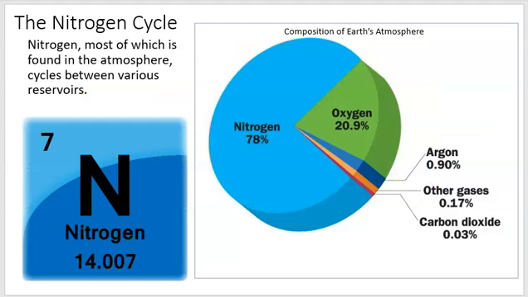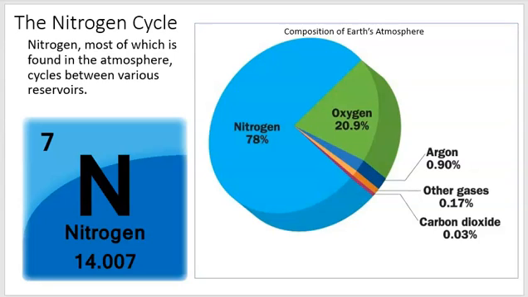Nitrogen, most of which is found in the atmosphere, cycles between various reservoirs. Nitrogen, along with oxygen, carbon, and hydrogen, all of which make up approximately 96% of the living matter in your body, is absolutely essential for life. Nitrogen gas exists in a seemingly inexhaustible supply. It makes up 78% of the Earth's atmosphere.